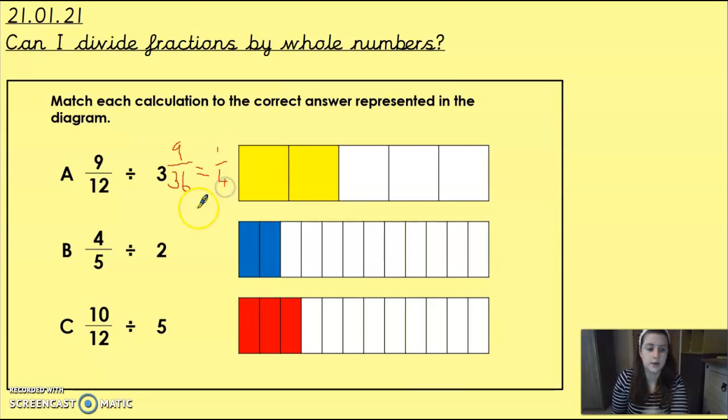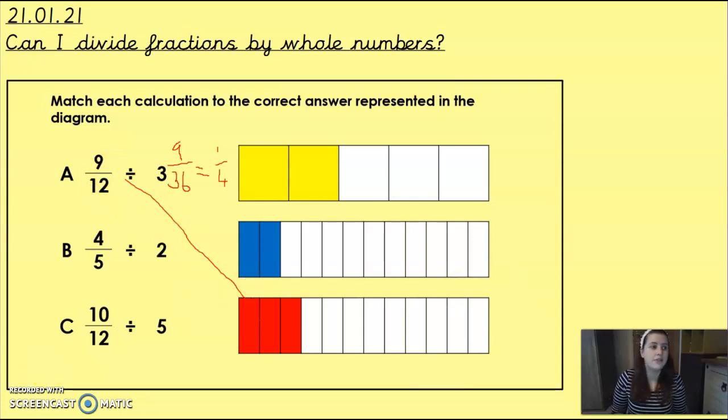Okay? So if I do my factor bugs, I work out the factors, simplify it down, it gets me to 1/4. And I can see that this red symbol, we've got 1 lot of 3, 2 lots of 3, 3 lots of 3, 4 lots of 3. So we've split it into quarters. So I know that A matches my red one.